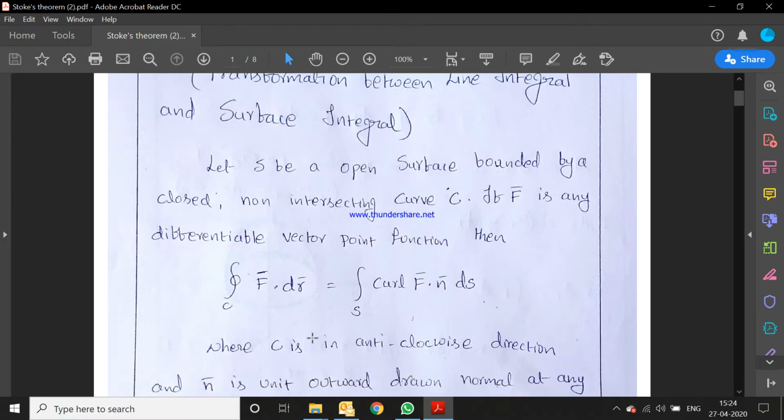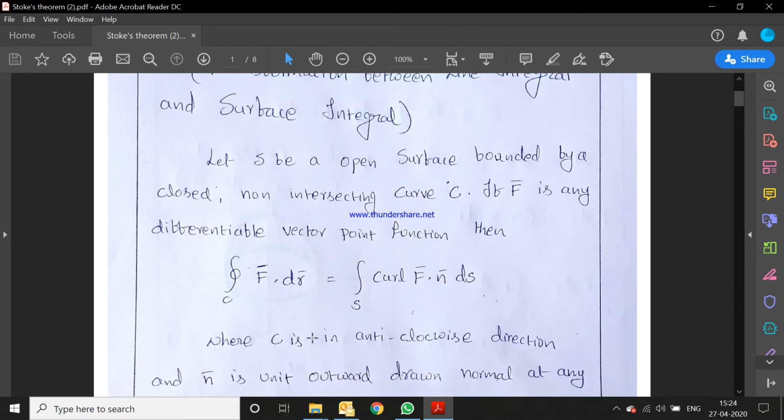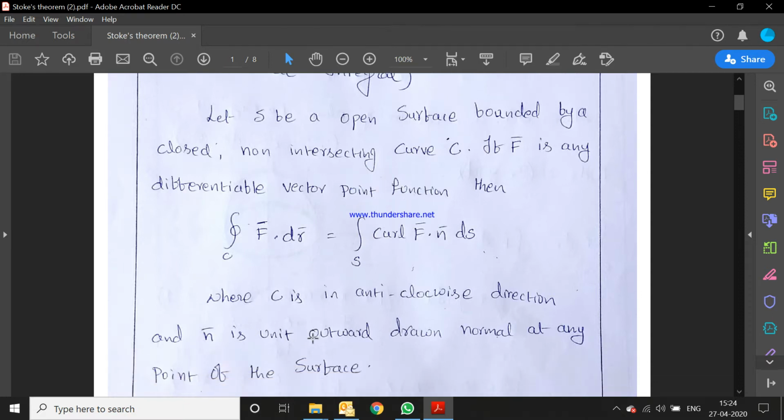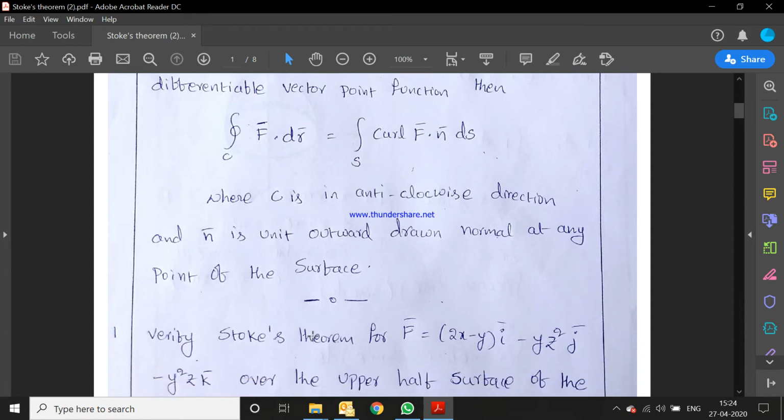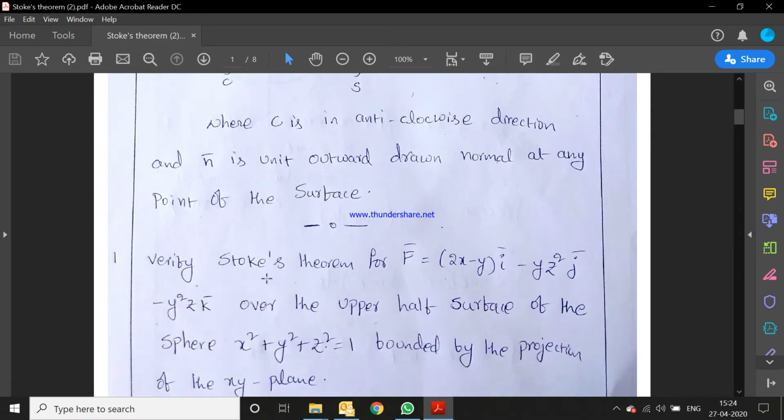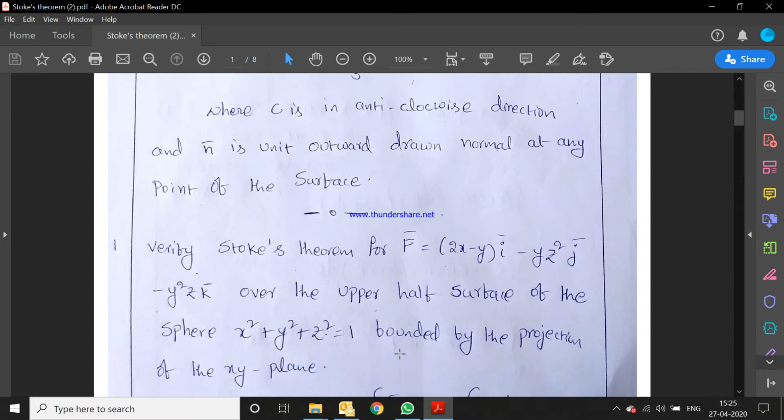Where C is in anti-clockwise direction and n bar is the unit outward drawn normal at any point of the surface. Next example for the Stokes theorem: verify Stokes theorem for f bar is equal to (2x minus y) i bar minus yz square j bar minus y square z k bar over the upper half of the surface of the sphere x square plus y square plus z square is equal to 1, bounded by the projection on the xy plane.